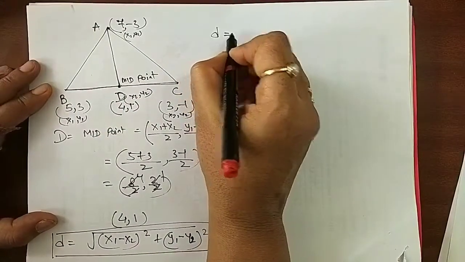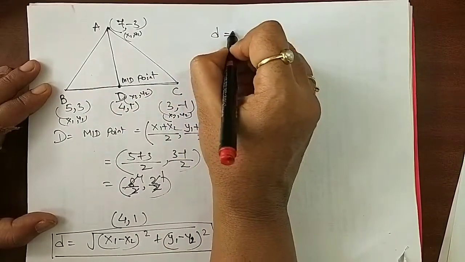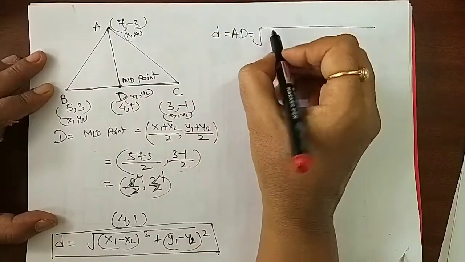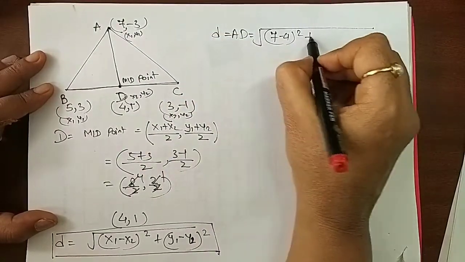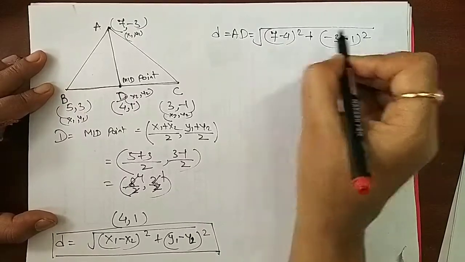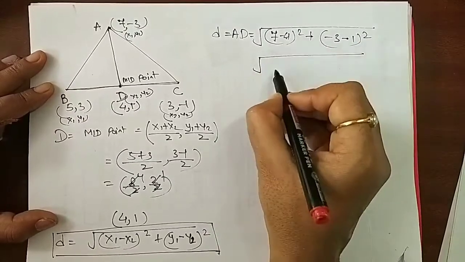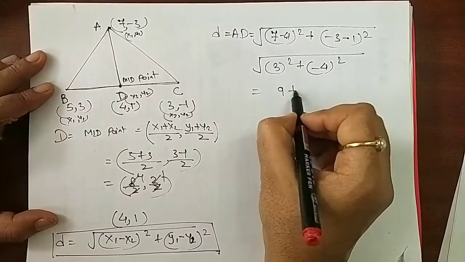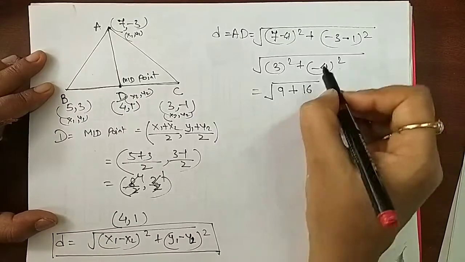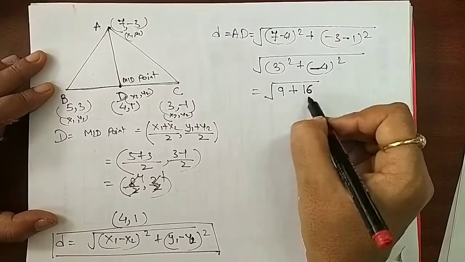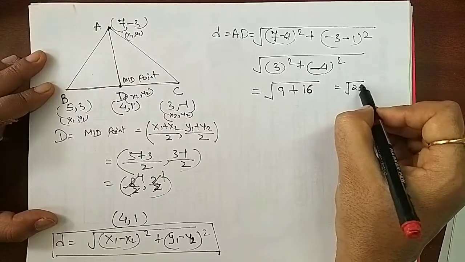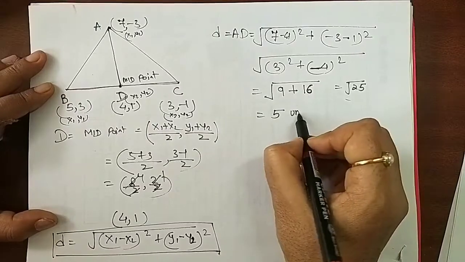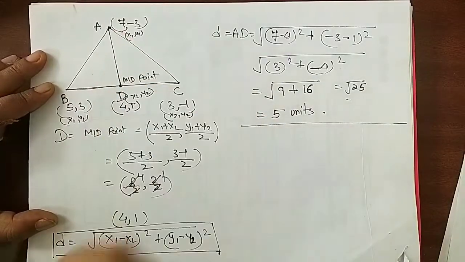So AD will be under root of x1 minus x2, which is 7 minus 4 square, plus 3 minus of minus 1 square. What is 7 minus 4? It is 3 square. And 3 plus 1 is 4 square, which is 9 plus 16 under root, because minus will become plus if you square it. So root 25, which is 5. This distance is nothing but 5 units. So one part is done.